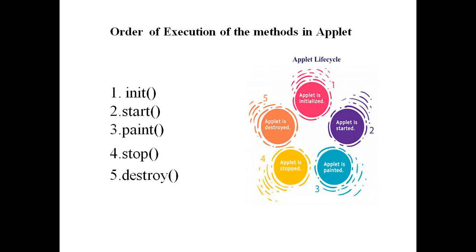Let's see what is the order of execution of these methods in the applet. The order of execution is init, start, paint, stop and destroy. The init method is executed, followed by the start method. The start method calls the paint method, and then the stop method is called, and finally the destroy method is called. So the order of execution is init, start, paint, stop and destroy.